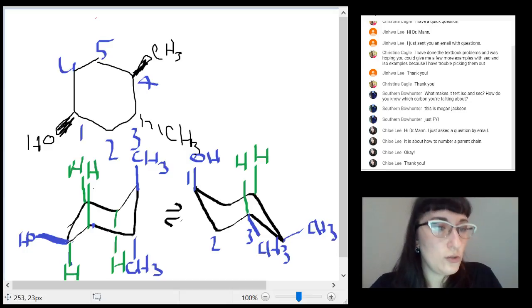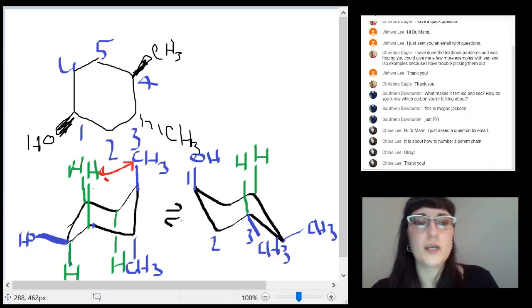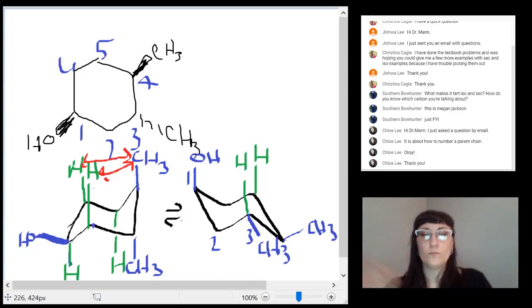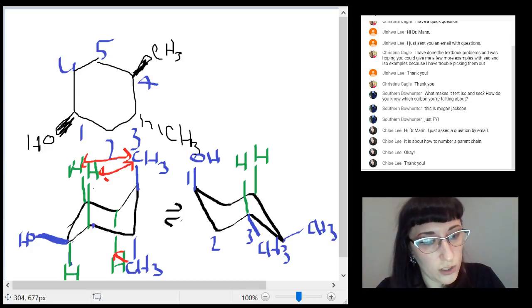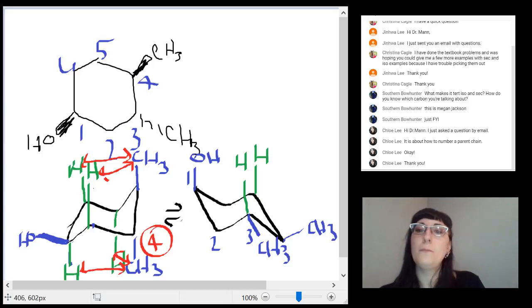So let me draw some. Okay, so there is a 1,3 diaxial interaction there that kind of connects that carbon and hydrogen. And then there's one between the carbon and the other hydrogen. And then this carbon and hydrogen, and that carbon and hydrogen. So this one has a total of 4 1,3 diaxial interactions.